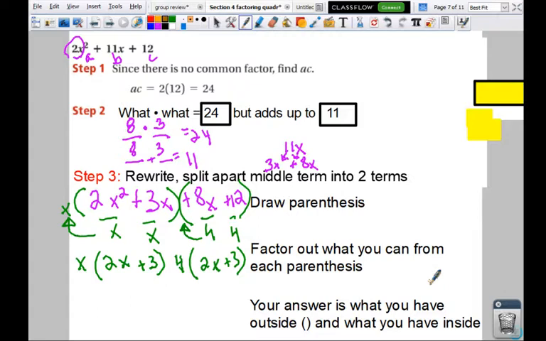I should be close. Alright, so you see how we have 2x plus 3, 2x plus 3 in each one? I got a 2x plus 3 right here, and a 2x plus 3 right here. This is how we know we got it right. So, I am almost done.